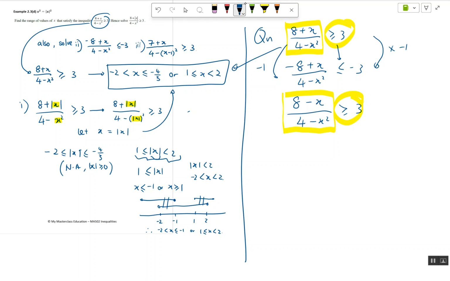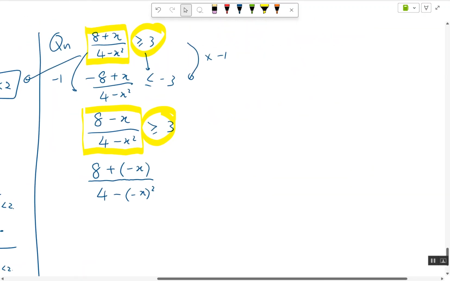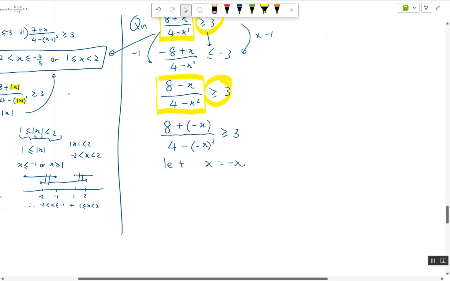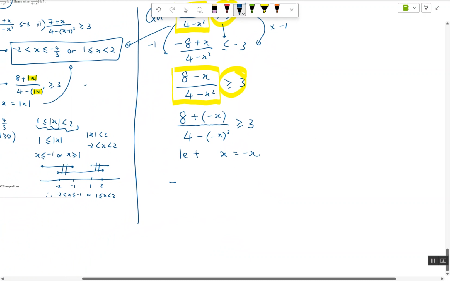The clue comes from the top. If I'm going to make this to become 8 plus, this is going to be a negative x. So you ask yourself, my bottom, the x guy, can it be a negative x squared? Yes, because when your negative x squared is going to be the same as positive x squared. Okay, so this is actually quite tricky. So I know that I'm going to let x equals to negative x. Plug it into my answer for the first part. Negative 2, strictly negative x, negative 4 over 3.